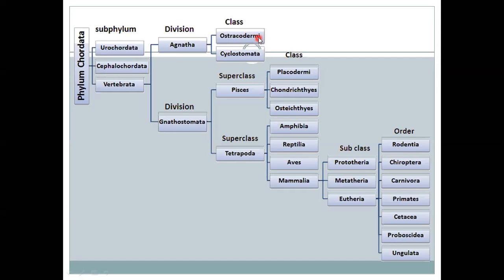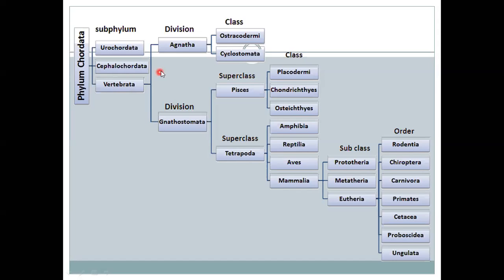So what we have to understand from this slide is that in Chordata we have two groups of invertebrates, or we may call them acraniata: Urochordata and Cephalochordata. And Vertebrata is also called Craniata.